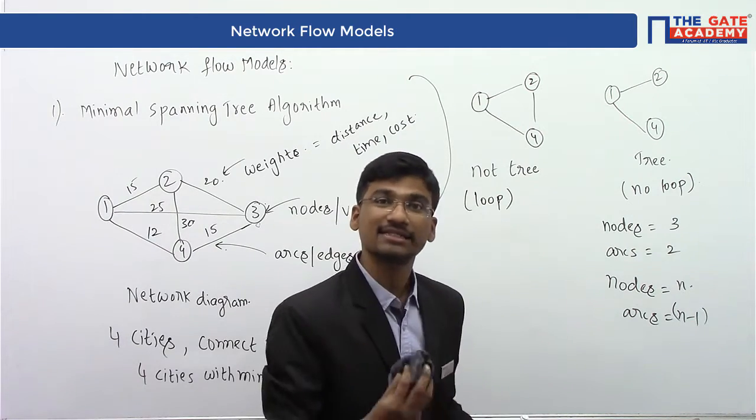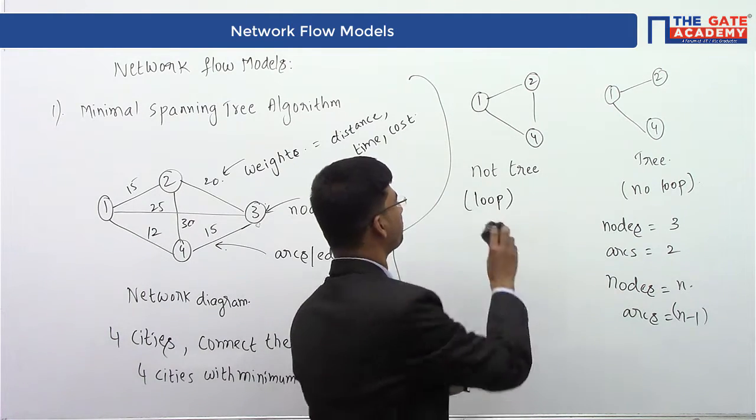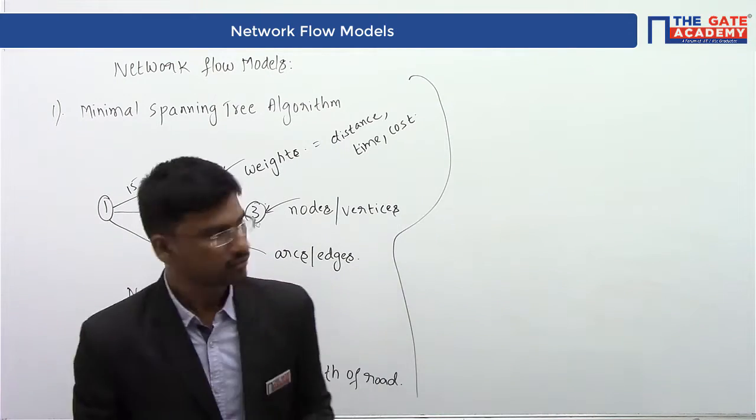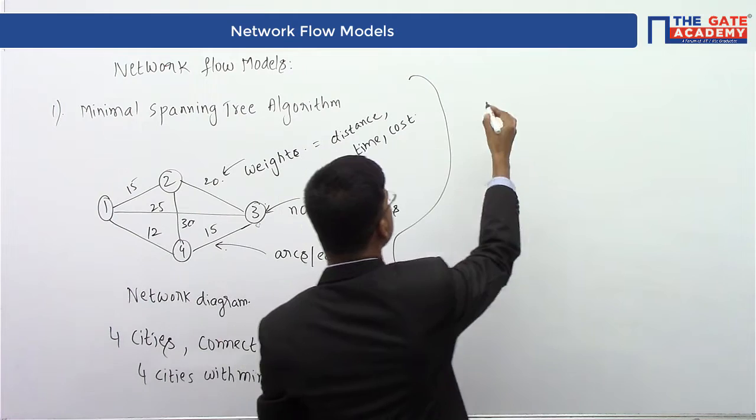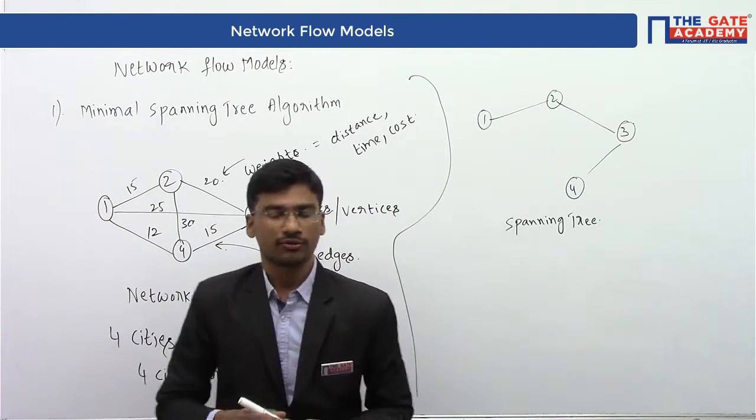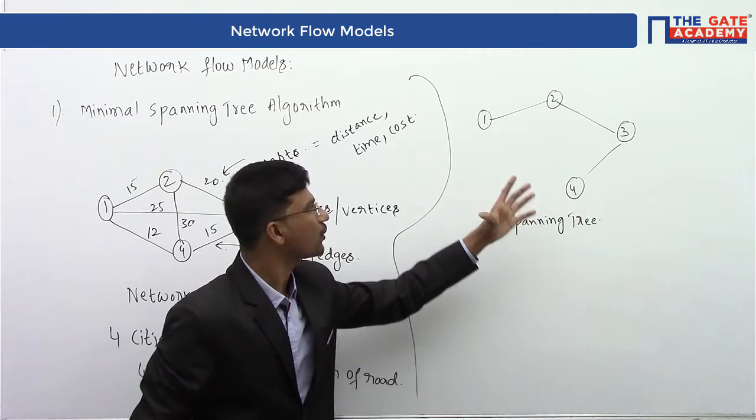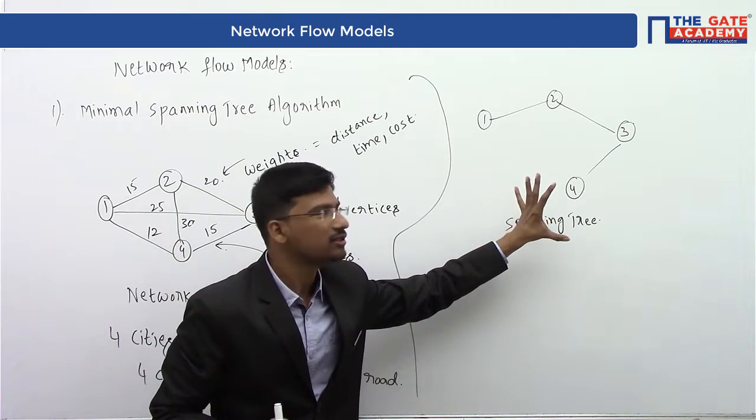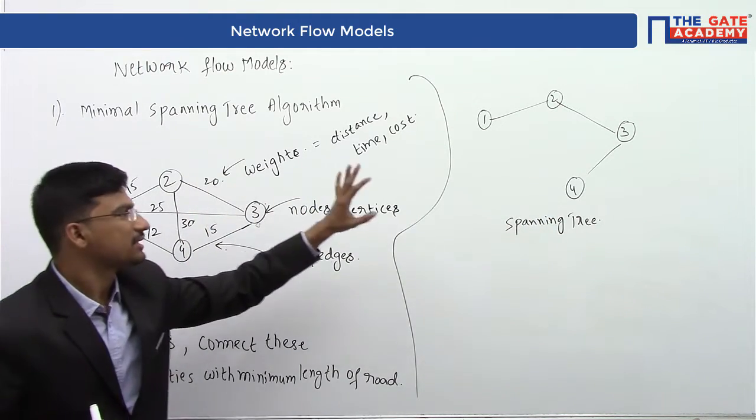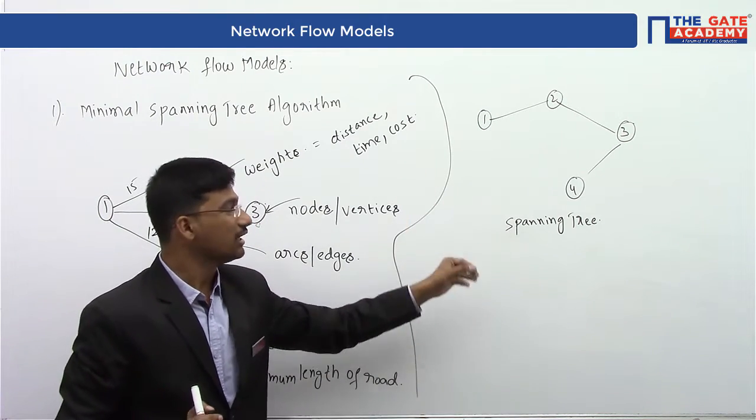A spanning tree is also a tree, with a special case. Now this is a spanning tree. It is also a tree because it does not have any closed loop, right? This is a subset of this network and it does not have any closed loop, so we can call it a tree. Now it is a spanning tree.